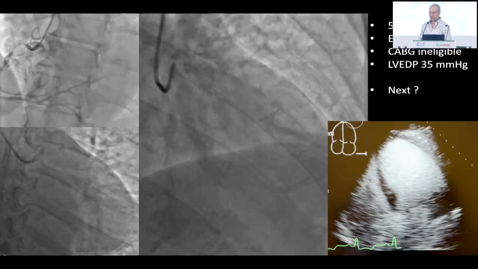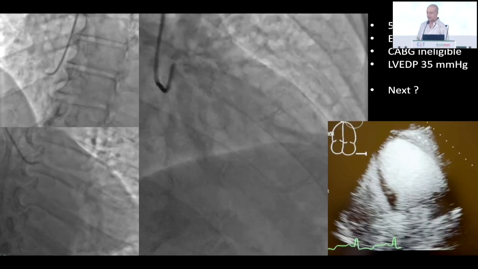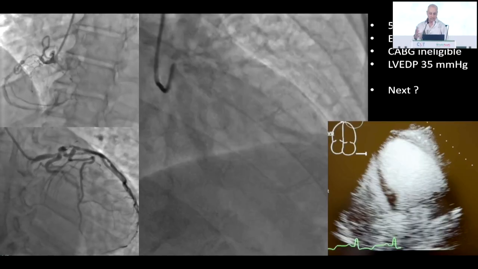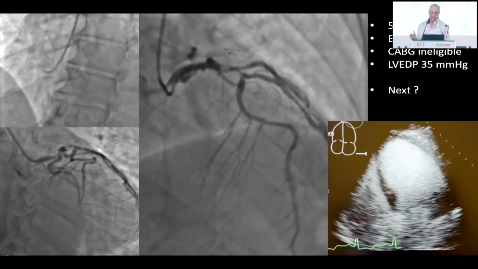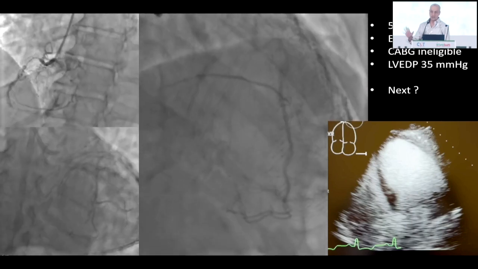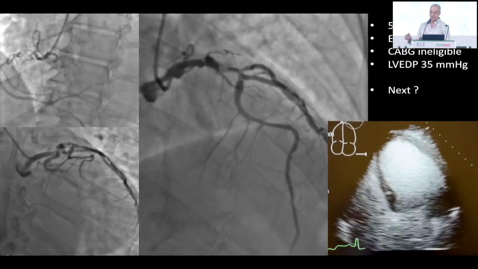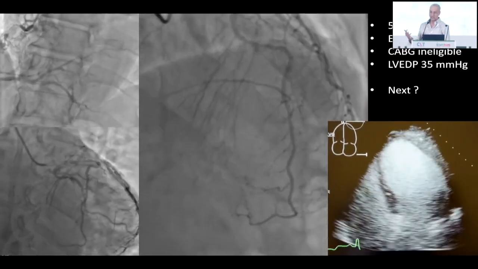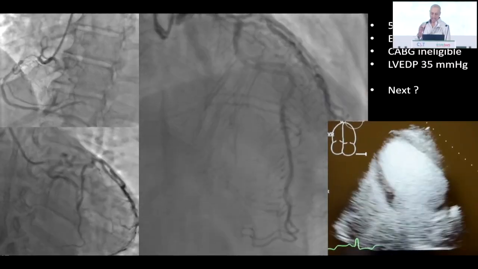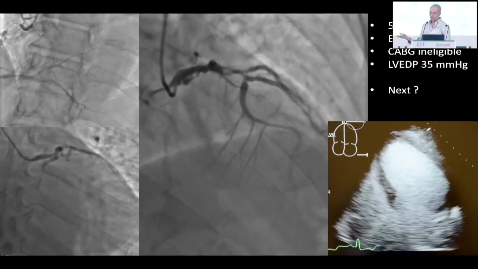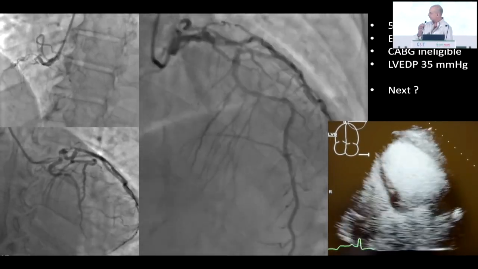So I might pause just for a moment to see what the panelists might do here. So multivessel disease, ischemic cardiomyopathy, initially referred for surgery, but deemed ineligible because he had very bad asthma. He was a brittle asthmatic, and so surgery was turned down. EDP at this time was 35. So thoughts here, what would you do?